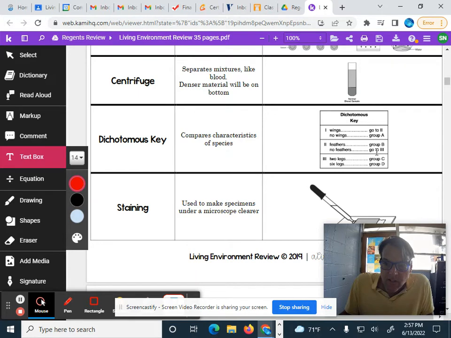And basically at the end, it's either going to give you a direction where to go or it's going to give you a name of a group or an organism. So you can use them to identify things.